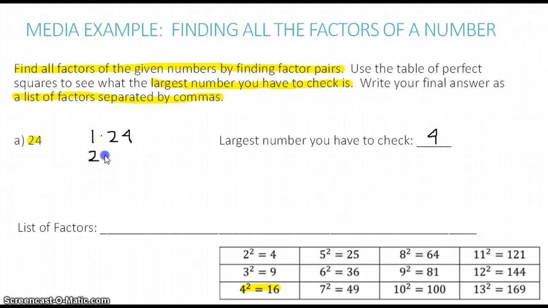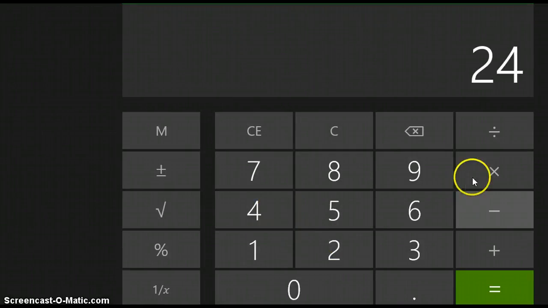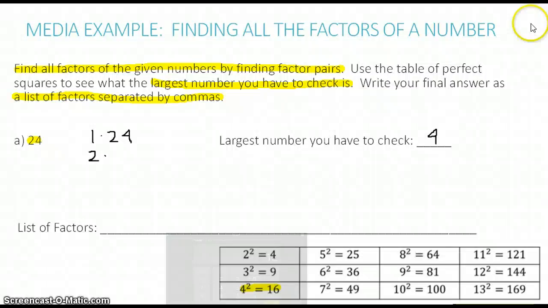Okay? So is 2 a factor of 24? Is there some number we multiply 2 by to get 24? And you may know this already, but we're just going to use the calculator and divisibility. So remember we said if 2 is a factor of 24, 24 is divisible by 2. So 24 divided by 2 is 12. So we have 2 times 12. There was no remainder. So 2 is a factor of 24, and we also found another factor, namely 12.